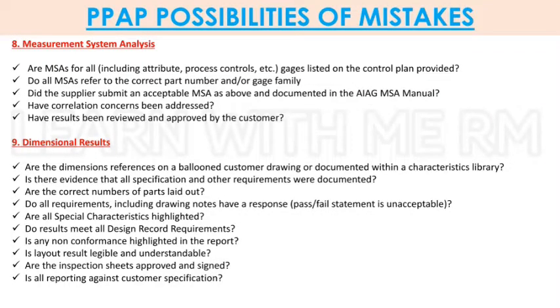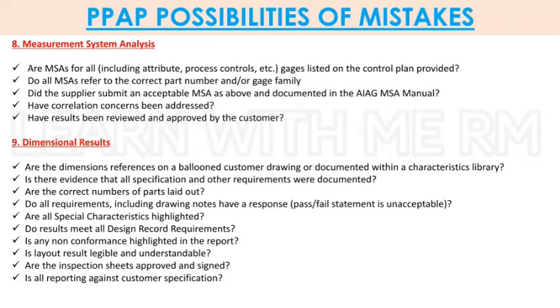8. Measurement system analysis. Are MSAs for all gauges, including attribute, process controls, etc., listed on the control plan provided? Do all MSAs refer to the correct part number and/or gauge family? Did the supplier submit an acceptable MSA as documented in the AIAG MSA manual? Have correlation concerns been addressed? Have results been reviewed and approved by the customer?